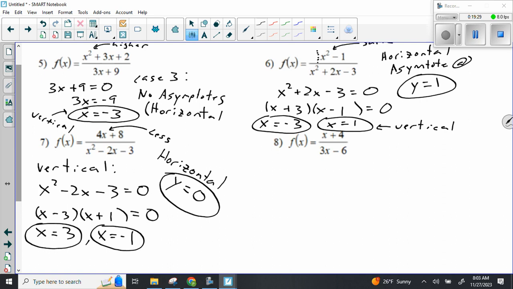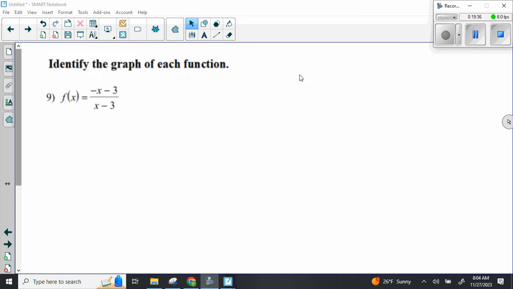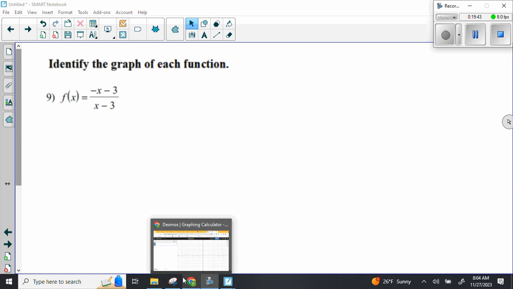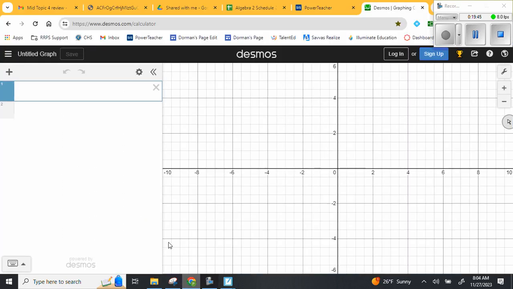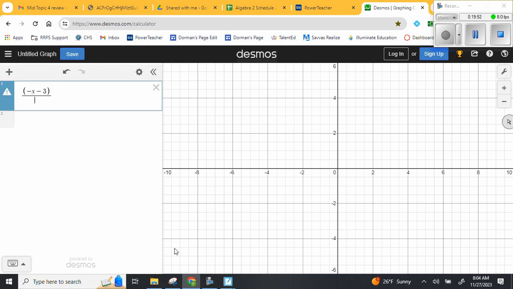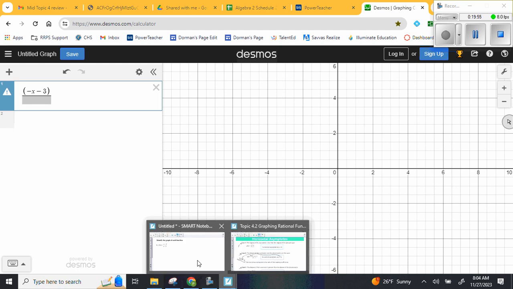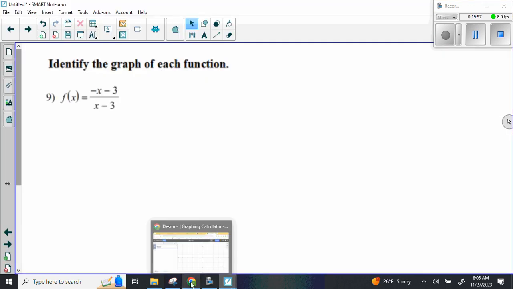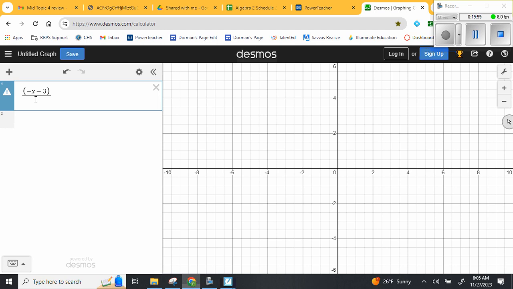Let's move on to the very last problem. It's so easy too. Just a simple Desmos match-a-graph type problem, but we're going to do it anyways. All right, so the last thing we need to do is identify the graph of the function. All I'm going to do is put this in Desmos and graph it, right? So -x minus 3. I'm going to put this in parentheses when I do it. I'm going to put -x minus 3, and then I'm going to put divided by. It's going to make a fraction for me. x minus 3.